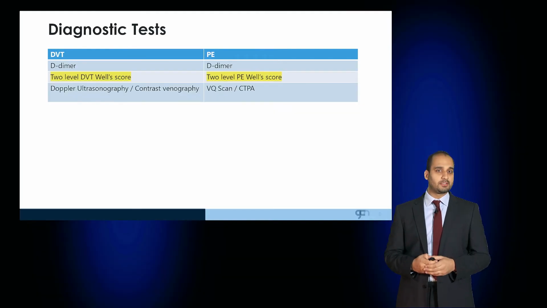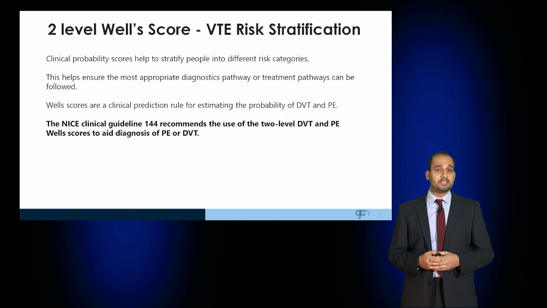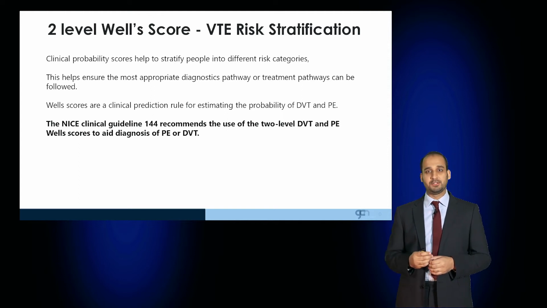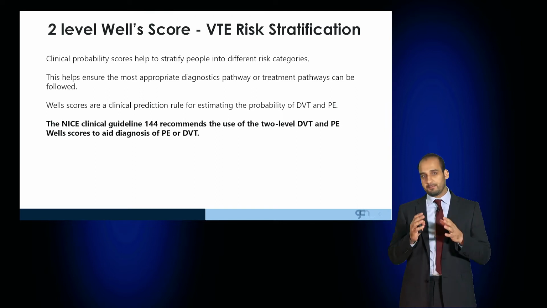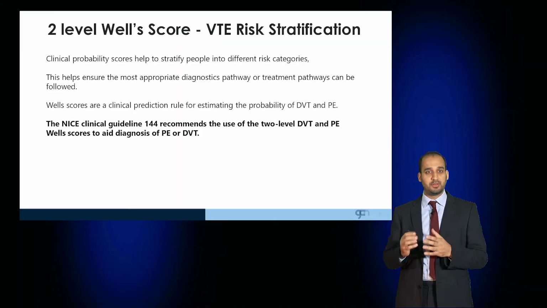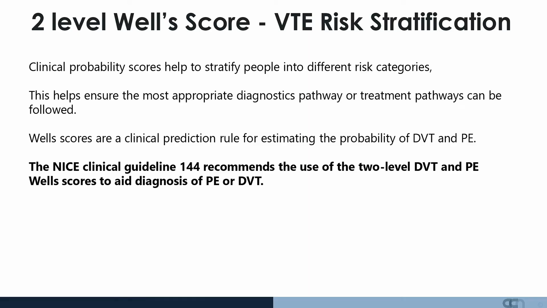The 2 levels Wells score helps determine the clinical probability which can stratify patients into different risk categories. This helps ensure that the most appropriate diagnostic pathway and treatment pathways can be instituted. The Wells score essentially is a score for clinical prediction to help rule out a DVT or a PE.